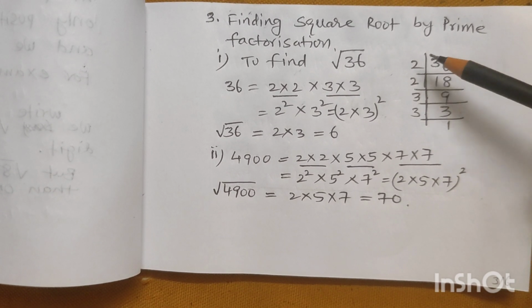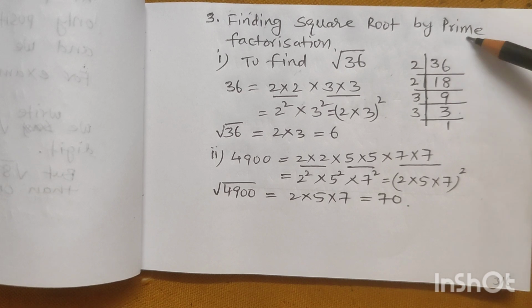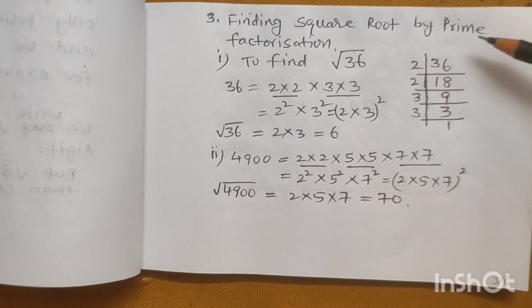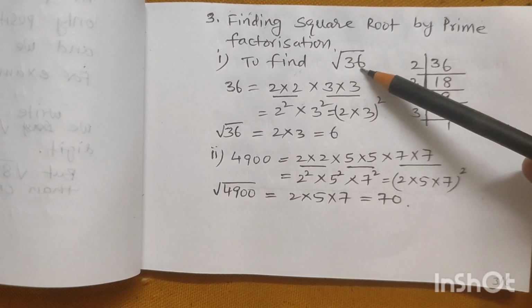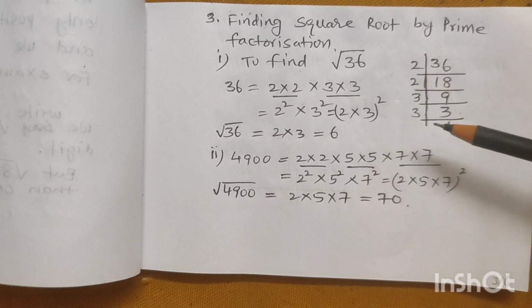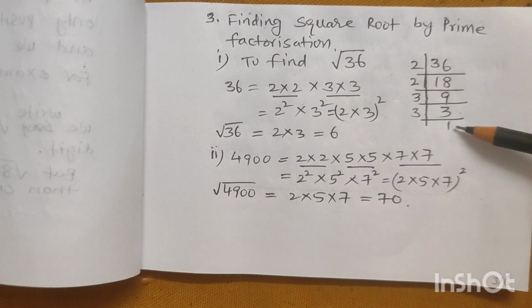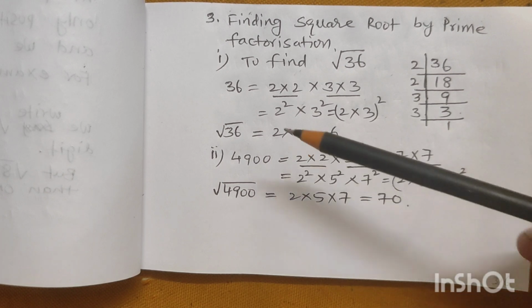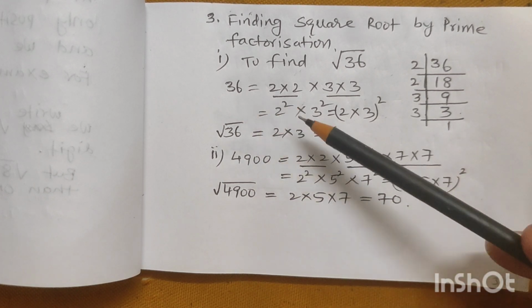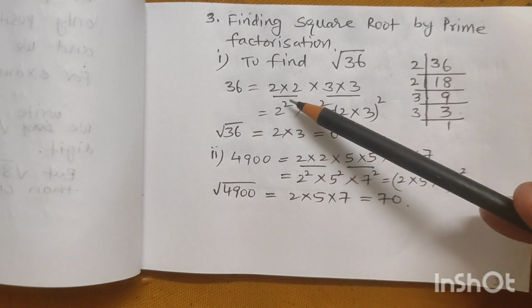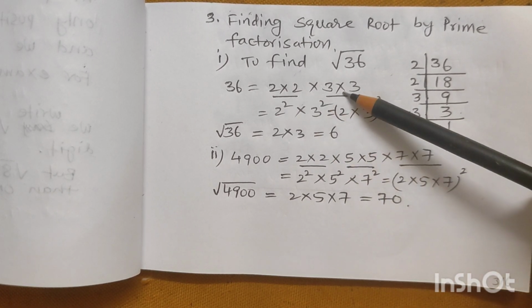Now finding square root, there are two methods, one by prime factorization and another by division. So first by prime factorization. To find square root of 36, we have to find the prime factors of 36 by the usual way. However, this is shown here. Prime factors of 36 are 2 into 2, 3 into 3. We make them into pairs like this.